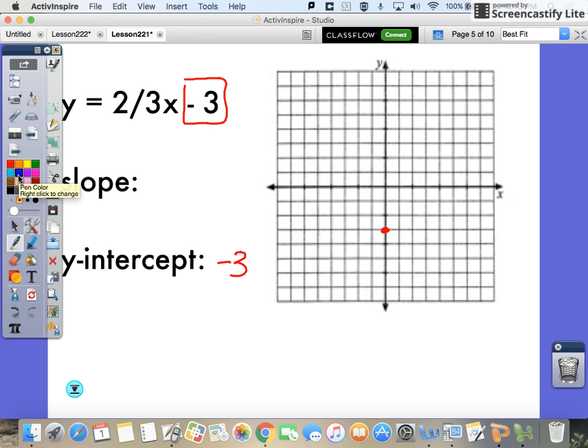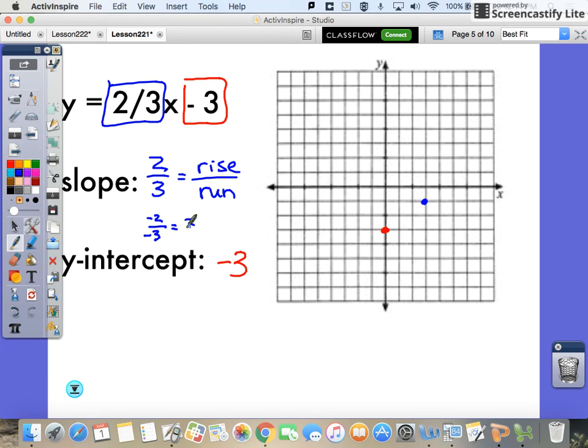Then our slope is the coefficient of x. So it's 2/3. And remember, slope is rise over run. So you guys have some options, but basically from this point, you need to rise 2 and then run 3. Or you could go down 2 and backwards 3 because that also equals a positive 2/3. Notice how they're all still in a line. That's how we know it's a legit move.